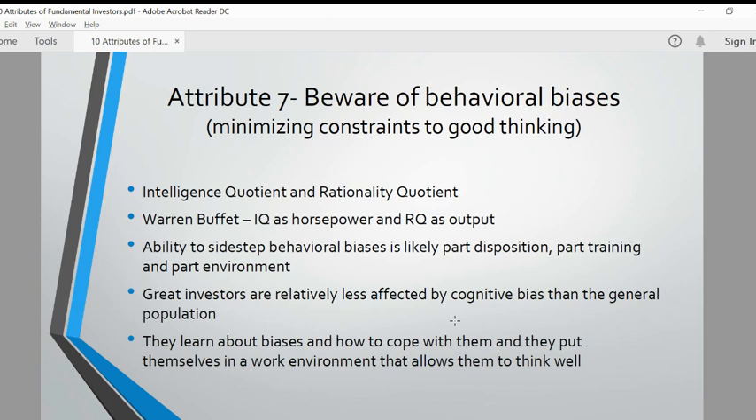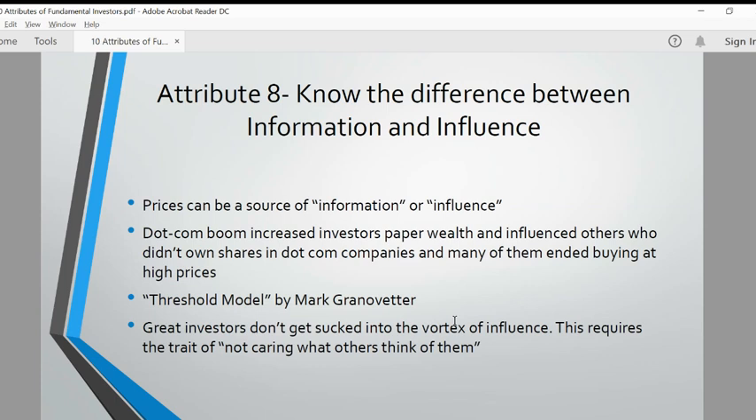So, moving on to attribute number eight, the great investors tend to know the difference between information and influence. This is again loosely related to the expectations part, which I talked about earlier. Prices can be a source of information or influence. To understand what influence is, the author has given an example of the dot com boom. The dot com boom increased investors' paper wealth and influenced others who didn't own shares in dot com companies. And many of them ended up buying at higher prices.